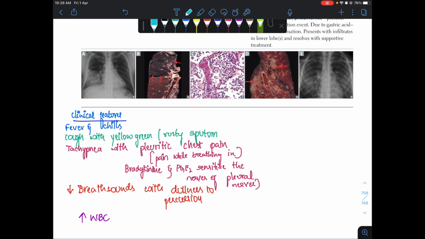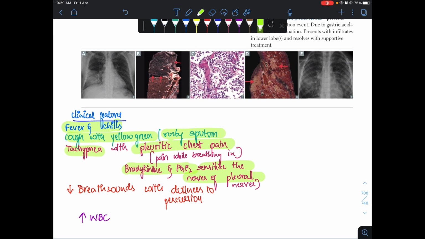Now let's see the clinical features of pneumonia. Fevers and chills are common due to cytokines, and cough with yellow-green sputum. Yellow-green because of the presence of bacteria and the exudate. Rusty sputum is due to the presence of RBCs. Tachypnea means a rapid increase in breathing, and pleuritic chest pain, because, as we know, several inflammatory mediators are released, and especially bradykinin and PGE2 will sensitize the nerves of the pleura. This causes pleuritic chest pain, that is pain during inspiration.